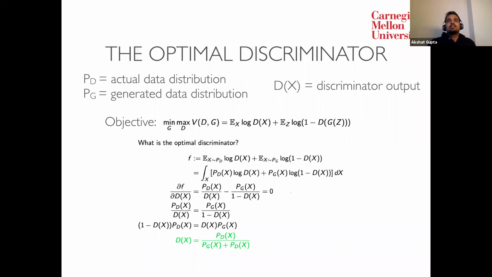So we did a few other things. On Monday, we found what the optimal discriminator looks like. We basically say that if we fix a generator, the output of the discriminator is the ratio of the probability of data belonging to the actual data distribution divided by the sum of the probabilities of a data point belonging to the generated and the actual data distribution.